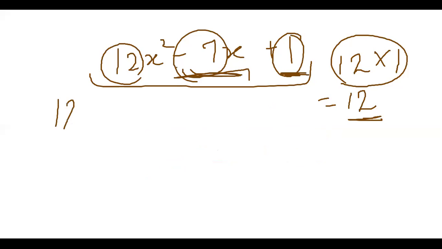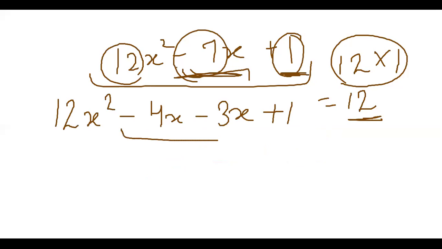We can write it as 12x square minus 4x minus 3x plus 1, as -4x minus 3x is equal to -7x. हमने -7x को स्प्लिट कर दिया, मिडिल टर्म को स्प्लिट कर दिया, और अगर हम इसे मल्टीप्लाई करते हैं -4 into -3, then we will get 12, right? Then we'll make the pairs like this.